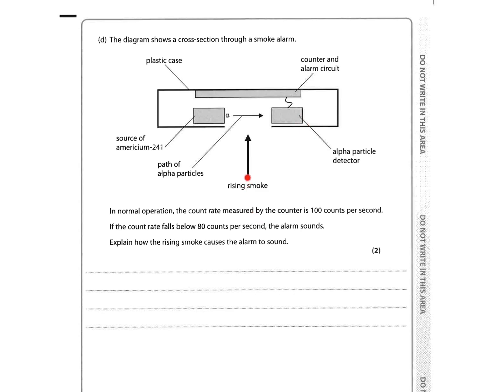However, if something were to get in the way of alpha, which can only penetrate a couple of centimetres of air, if a big smoke particle gets in the way, it won't get across, this doesn't detect it, and the alarm goes off. So in normal operation, the count rate measured is 100 counts per second. If the count rate falls below 80, the alarm sounds. Explain how the rising smoke caused the... Good, so that's what I've done.